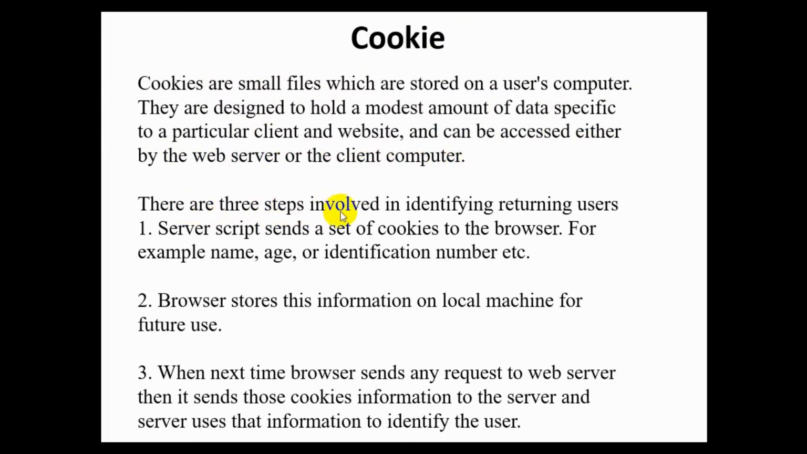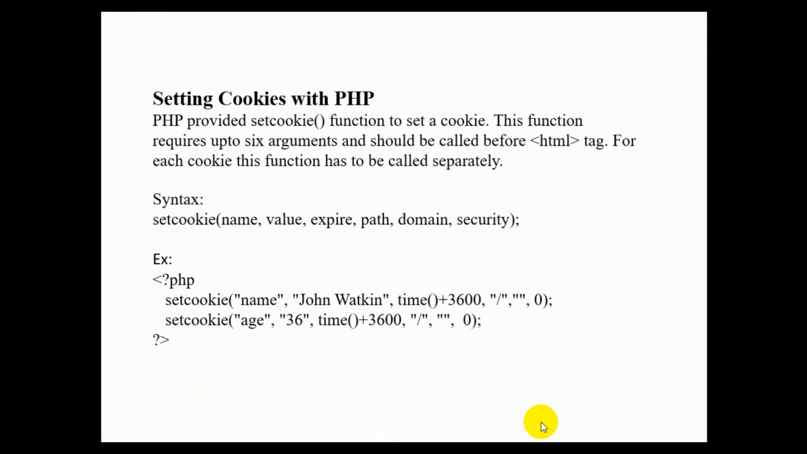There are three steps involved in identifying returning users. First, the server script sends a set of cookies to the browser, for example, name, age or identification number, etc. Second, the browser stores this information on the local machine for future use. Third, the next time the browser sends any request to the web server, it sends those cookies' information to the server, and the server uses that information to identify the user.